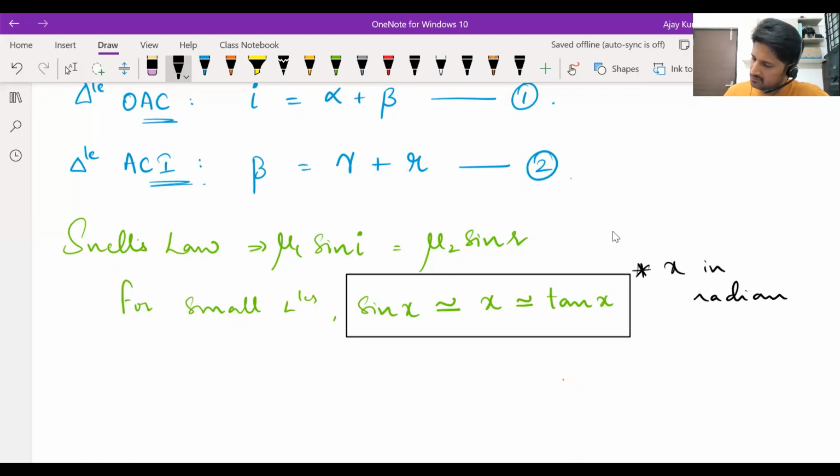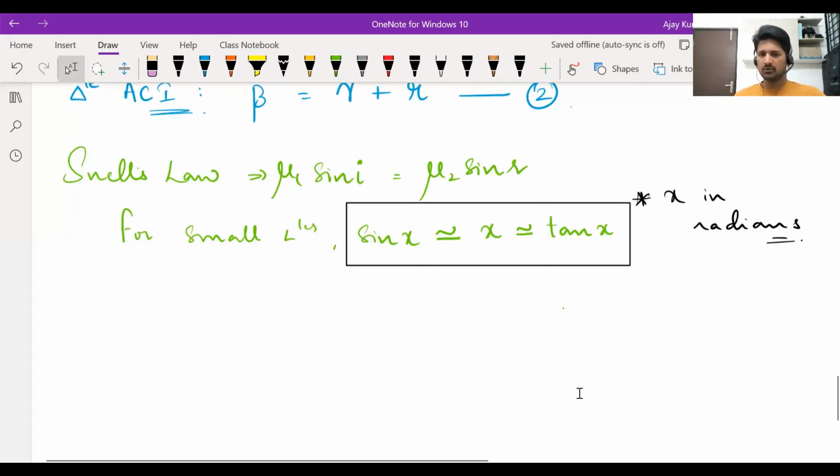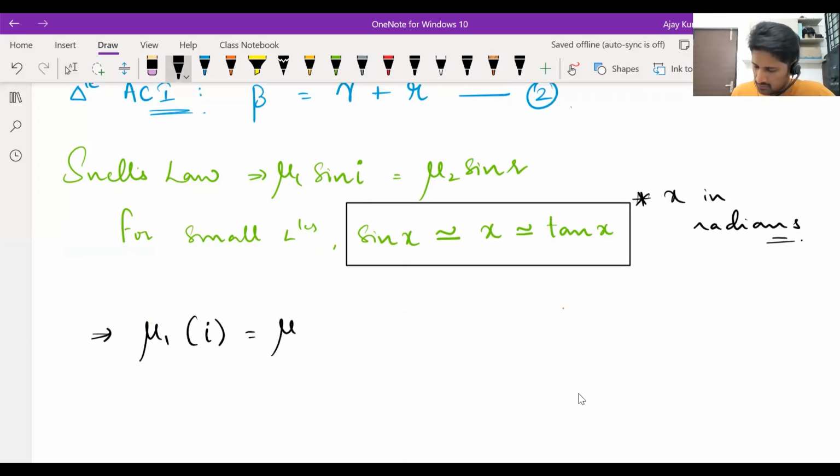These are all mathematical things you should be knowing. Okay, anyway. We are going to use that here. Now, according to Snell's law, mu1 sin i is equal to mu2 sin r. And for paraxial rays, i and r will be very small angles. If i and r are small angles, you can write mu1 into i is equal to mu2 into r.